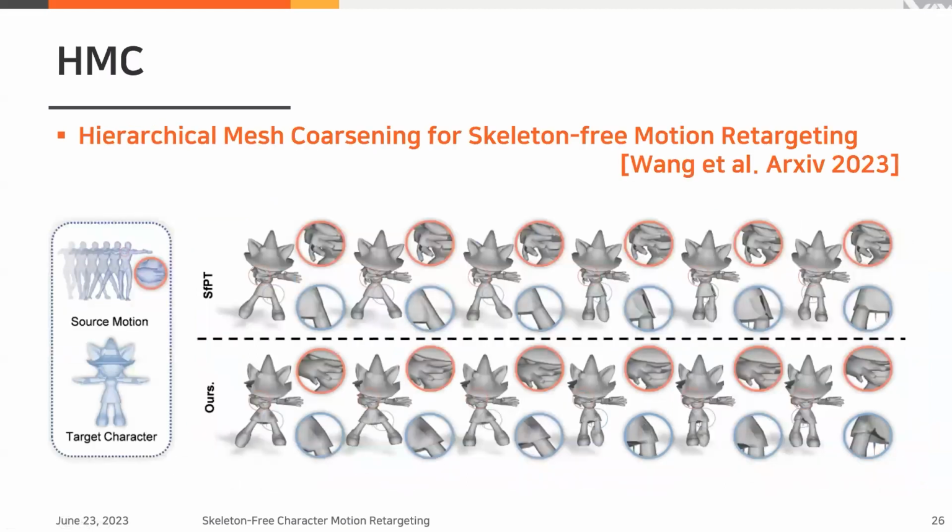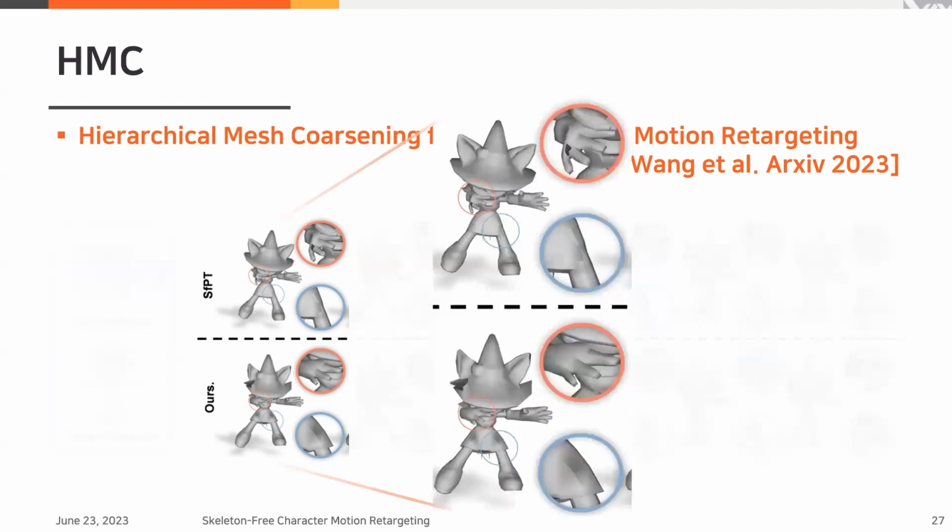So to address these issues, Wang and his colleagues present the paper Hierarchical Mesh Coarsening for Skeleton-Free Motion Retargeting, which was uploaded on arXiv this year. You can see that the result of the proposed model follows the hand direction of the source motion better, and it alleviates the intersection artifacts.